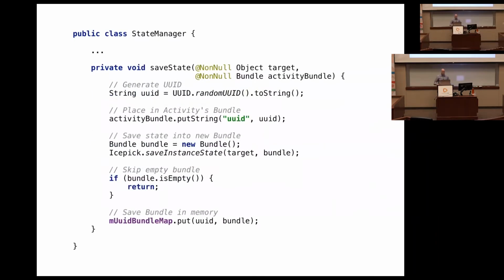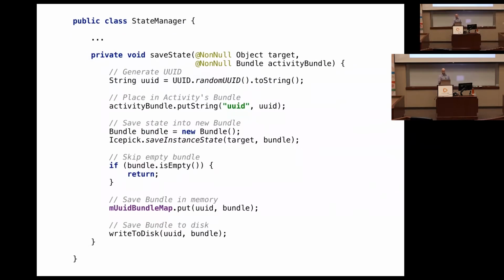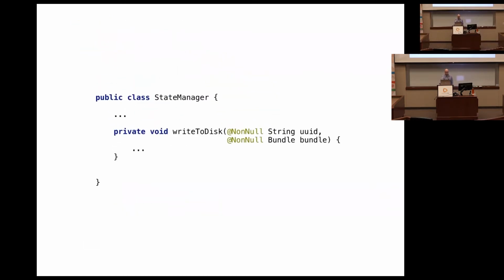All right, so now what I want to do is take the solution from before and just tweak it slightly to give it that persistence layer. So for the save state method, all that really means is adding one more call here to save the bundle to disk. Everything's the same, but after I put it in my map for safekeeping in memory, I'm also going to write it to disk. So let's work out what this write to disk method is.